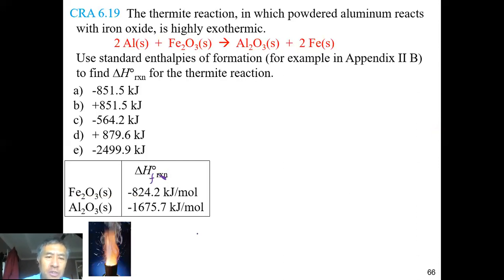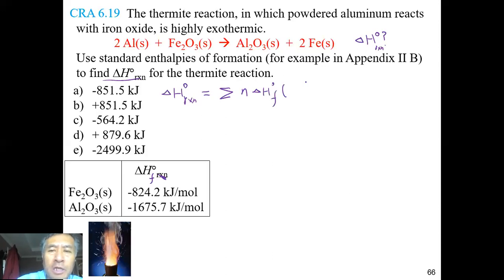All right, so then you are just using that equation. You want to see what the delta H is for this reaction. You can call that delta H reaction at standard condition. To find that, we write delta H naught, which means standard condition, and Rx means reaction. That equals the summation of the coefficient times delta H naught F for the products, and then minus sigma, and we call the coefficient M, for the reactants. You use the coefficient and multiply onto the delta H F number for the reactants.